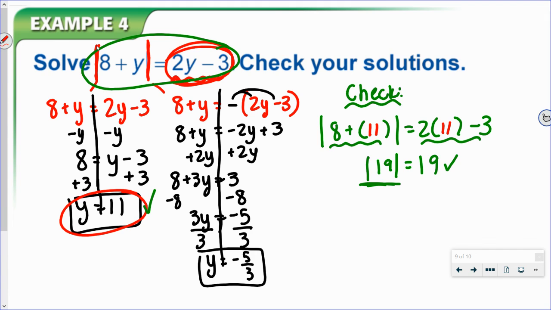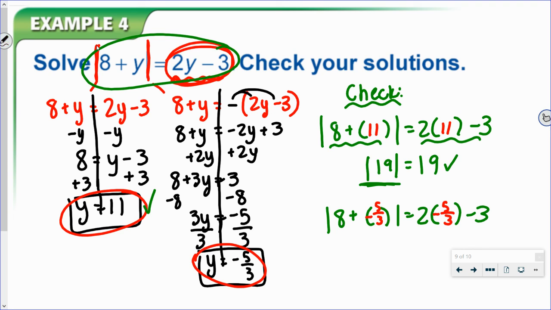Okay, my marker wasn't working for a second. So same thing, plug it back into the original equation. This time we're plugging in the negative 5/3. And I give myself a whole lot of room there.